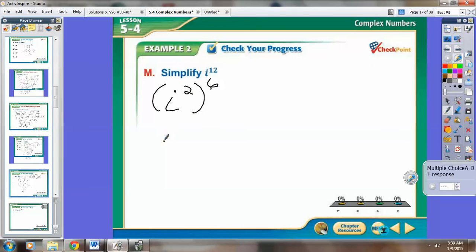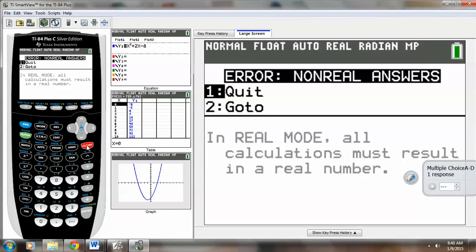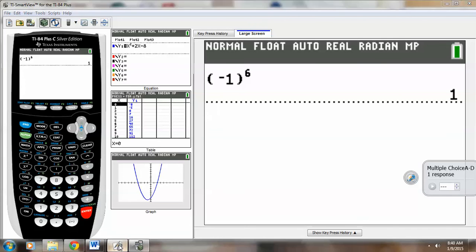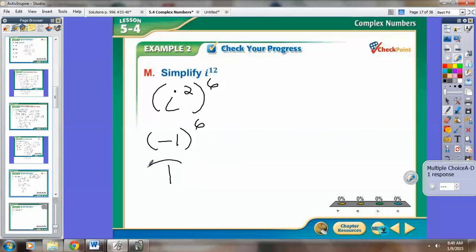We know that i squared is really -1. So -1 to the 6th power. If you're unsure, you could type that into your calculator. Please use parentheses. Parentheses, -1, caret 6. Which is 1. And if you're going to use your calculator, make sure you do put it in parentheses.